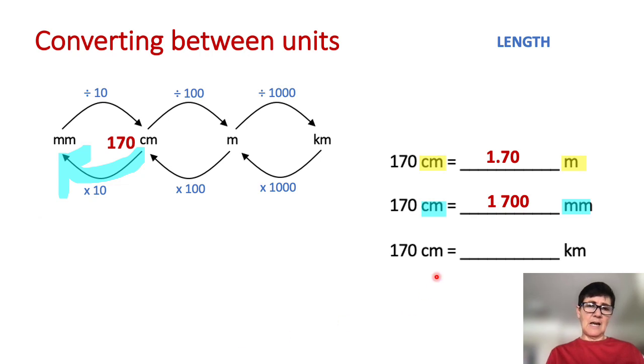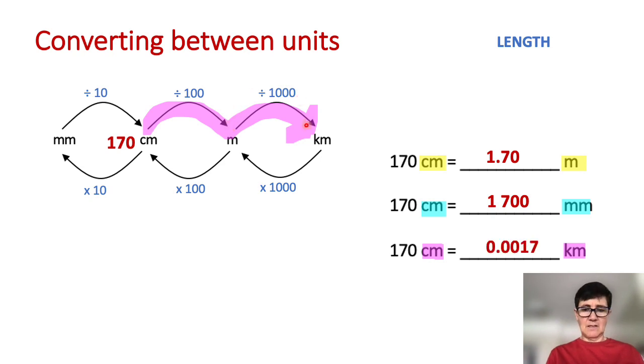Now I'm going to do the last example. I'm going to see how many kilometres 170 centimetres is. So I'm going to do a double jump. I'm going to do whatever it says. I'm going to take 170, divide by 100, then divide by 1,000. And I'll get quite a small number.